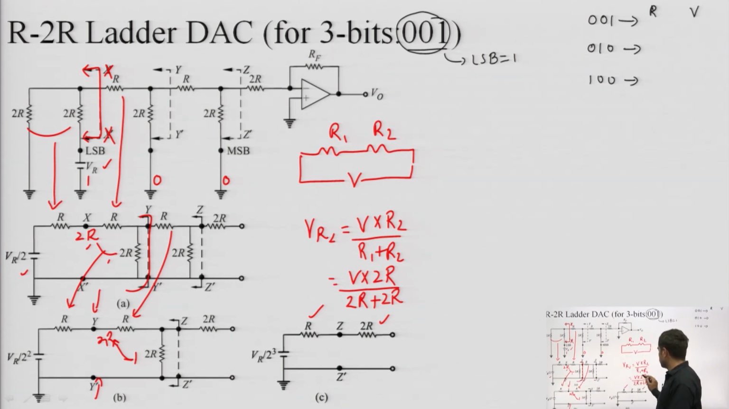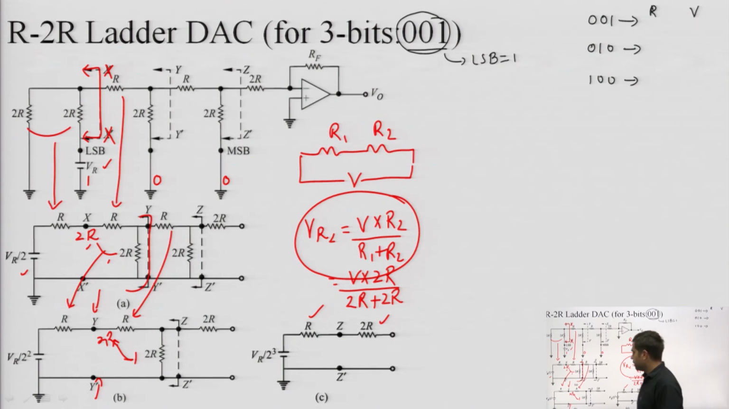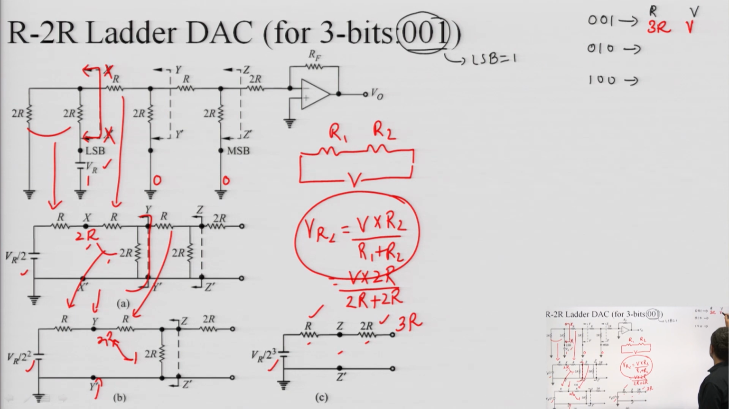So if we put in this relation V is equal to VR by 2, then we will be getting VR by 4 actually. So this VR by 4 is written as VR by 2 square. Similarly for the ZZ interface, it will get divided by 2 once again, so it will be VR by 2 cube. Okay, and the effective resistance will be R plus 2R, that means it will become 3R. So the effective resistance is 3R, and the effective voltage is VR by 2 cube.